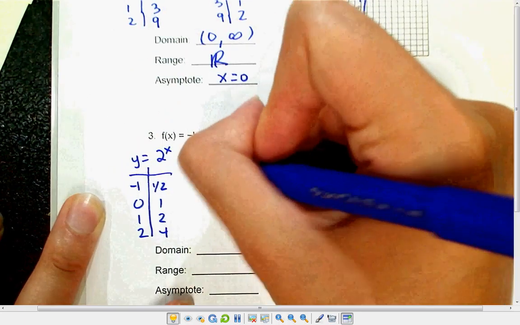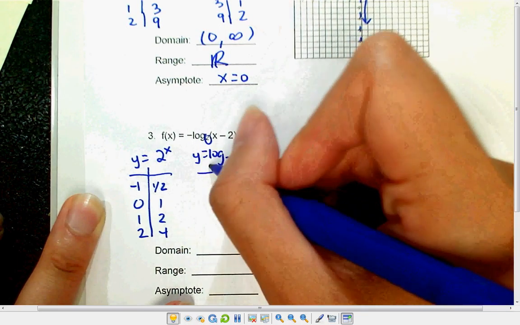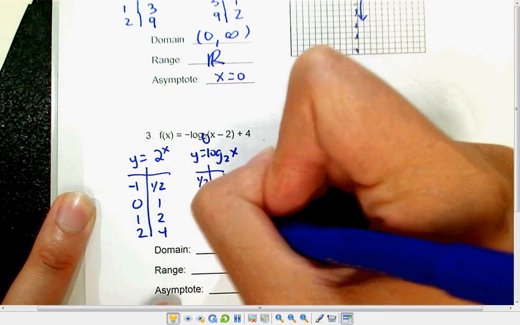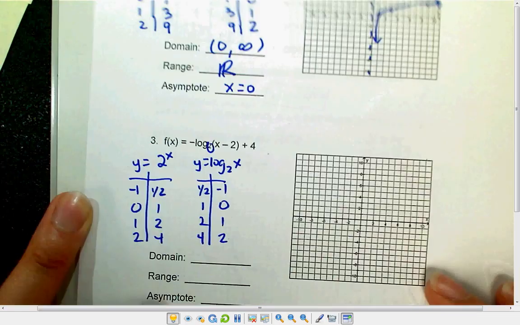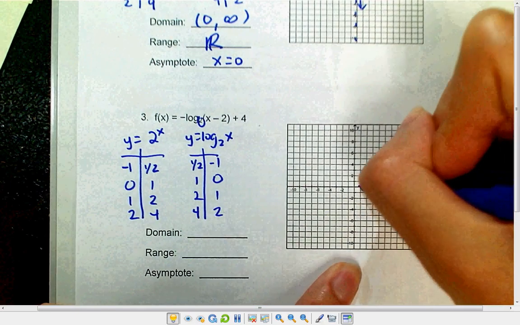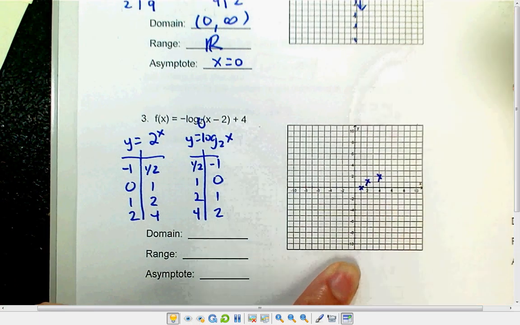So to draw the parent function for log base 2, I'm just going to switch them. So now 1/2, -1, 1, 0, 2, 1, 4, 2. So this is my parent function. This is what I'm going to start off with. 1, 0, 2, 1, 4, 2.